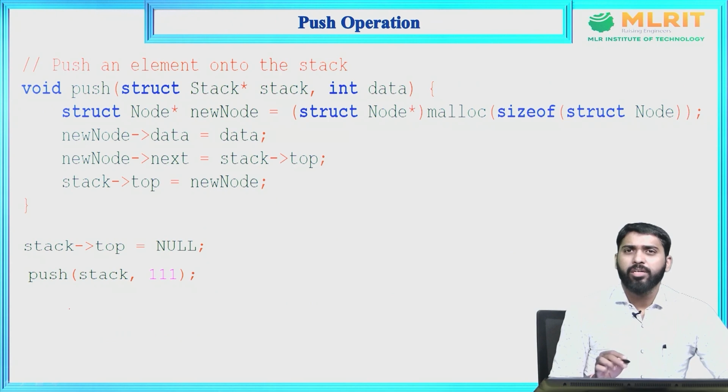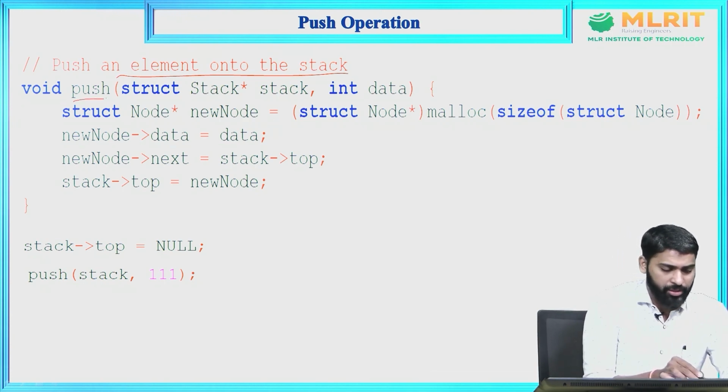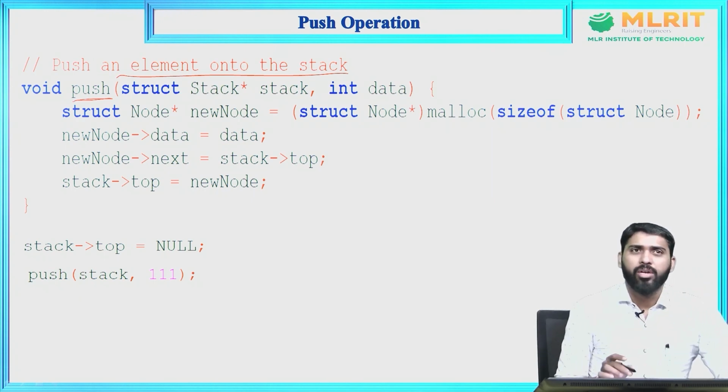So now we see the push operation. Push means inserting an element into the stack. If you understand linked list concepts, then you will understand stack easily. In linked list we learned the insert function and delete function. In insert we learned about insert at beginning. The same function here we define as the push function.